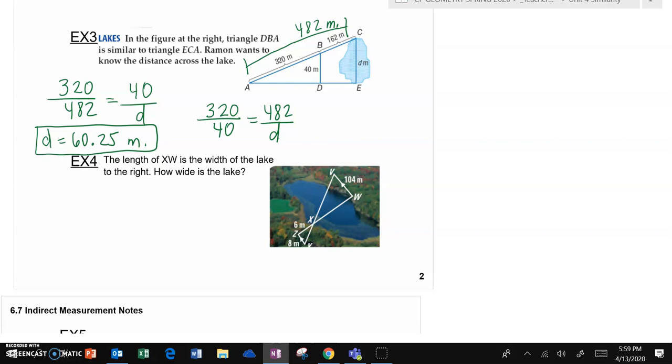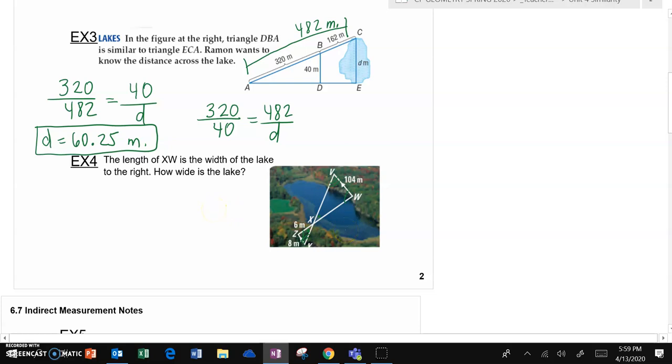Okay, so now looking at example 4, again, we know that triangles are similar if their corresponding angles are congruent and corresponding sides are in proportion. Okay, so we know that these two angles right here are vertical angles, so they're congruent. And you also see that these two lines are parallel, so obviously alternate interior angles would be congruent. Okay, same thing with these two. Okay, so now we're going to set up a proportion to again find how wide the lake is.